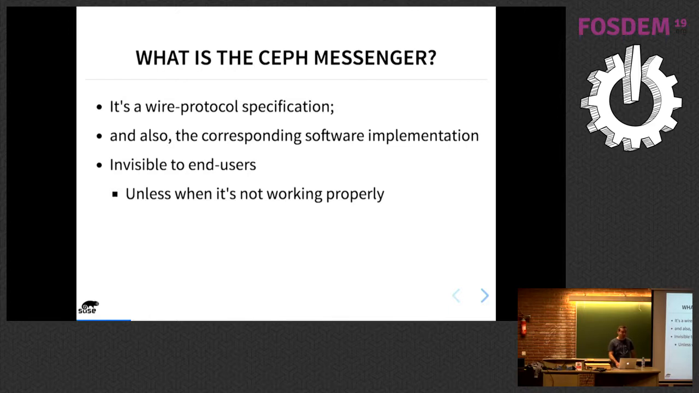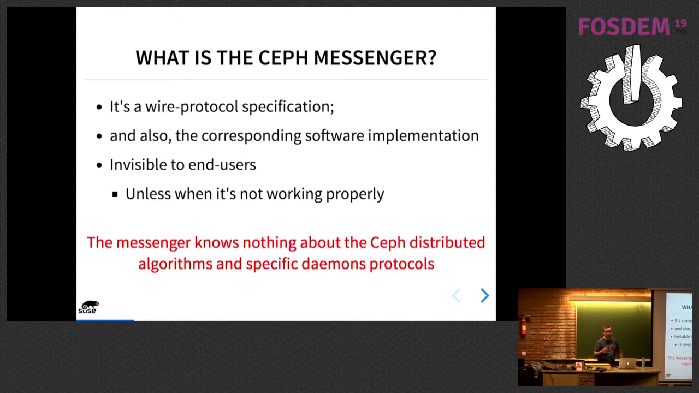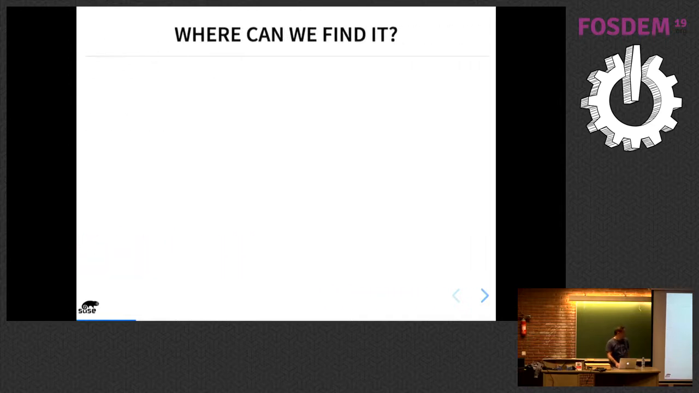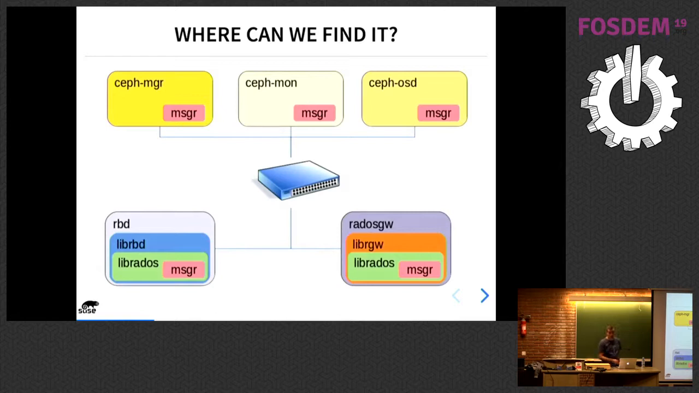Another important thing is that the Ceph messenger does not know anything about what happens with the other Ceph components. So the Ceph messenger doesn't implement the algorithms used for other components, like the operations in OSDs, mons. Ceph messenger is just the communication library used for these components to talk between each other. So, where can we find it in Ceph? Well, basically, we can find it everywhere. Every component, every daemon has this small code that is used to communicate between each other, and the client libraries also have this code too, so that they are able to talk with other components.